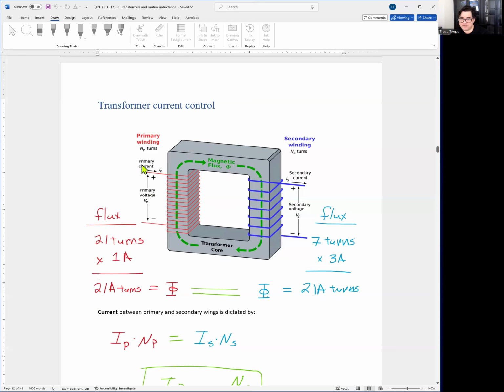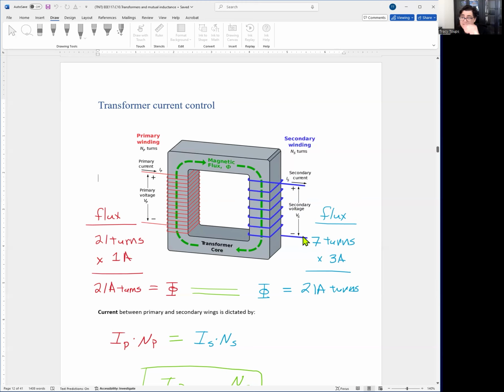If we put energy in through current, we have to take energy out through current, and they have to be equal. Conservation law. On the right-hand side, I only have 7 turns. Well, I have 21 amp turns worth of energy to let out, so I must equally distribute the current through all 7 turns. Because it's a single wire going through the entire loop, through the entire core here, the blue wire.